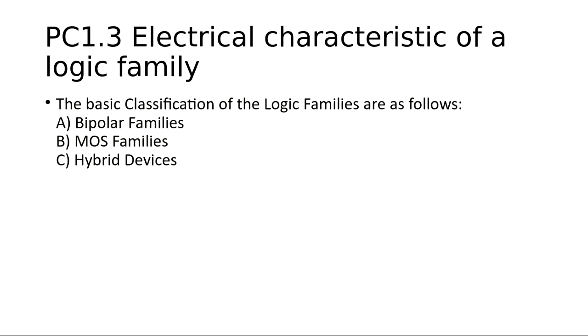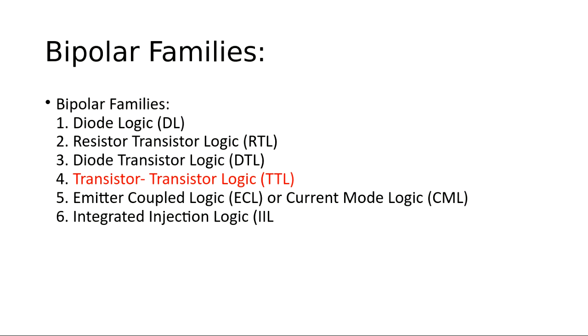These are the basic classification of logic families. You don't have to really remember that, but this is just for knowledge. We will be discussing these further in detail. The bipolar families have these kinds of ICs. On every IC, you will see a part number written on it. That part number contains some alphabets and some numbers.